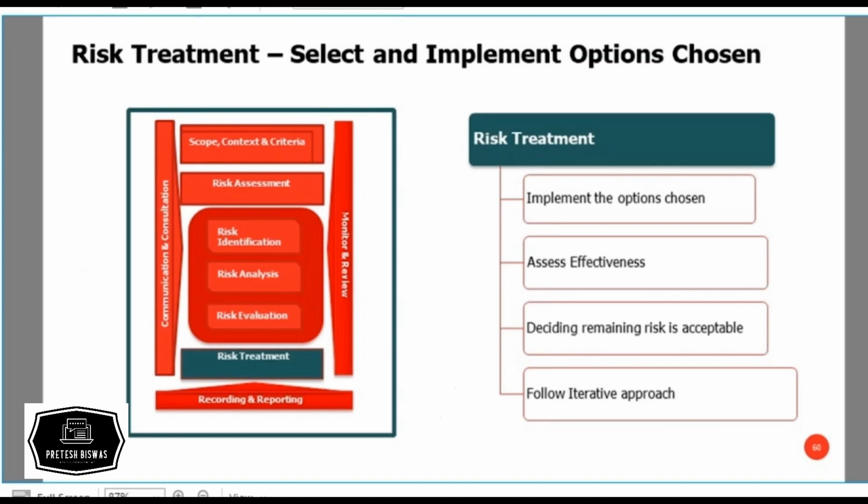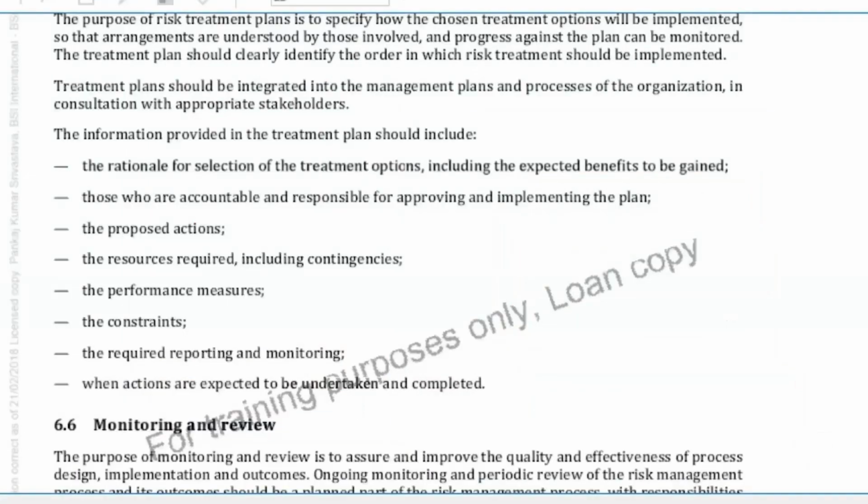So we have looked at the risk treatment in great detail. First is, we will implement the option chosen, assess the effectiveness, decide on the remaining risk, and then follow the iterative approach. This is how effectively you have implemented and what are the outcomes. Is there a tangible improvement in the system? So ongoing monitoring and periodic review. Now these two words are different. Monitoring is an ongoing activity and review is periodic.